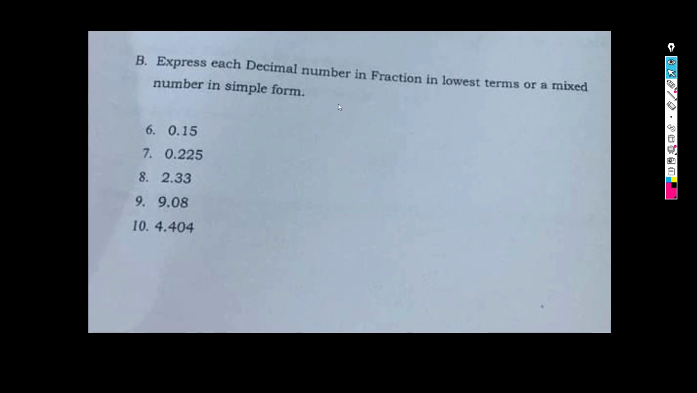Part B. Express each decimal number as a fraction in lowest terms or a mixed number in simple form. Okay, it must be simplified. So here, number 6. This is just copy 15 divided by 1. Okay, and then multiply it with 100 because there are 2 decimal places, 1 and 5. Multiply it also with 100. That will give you a 15 over 100.